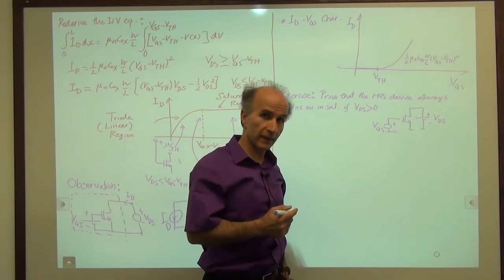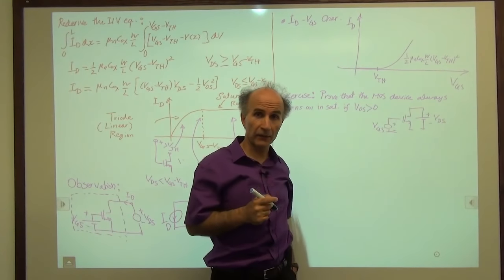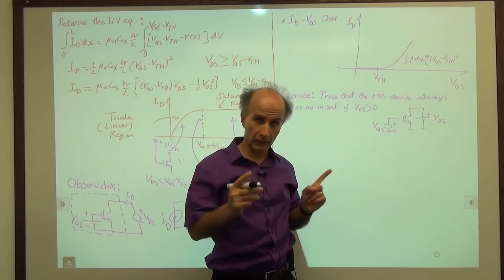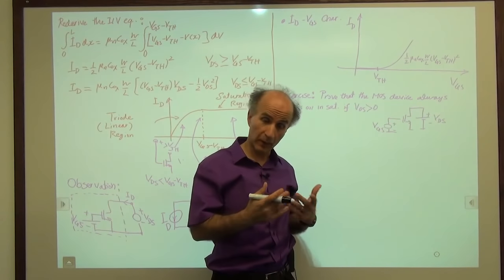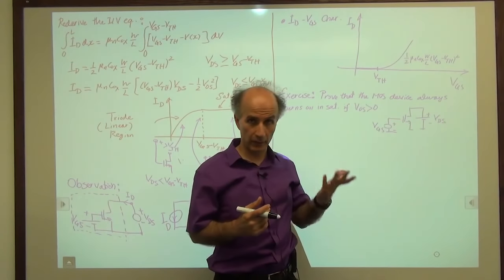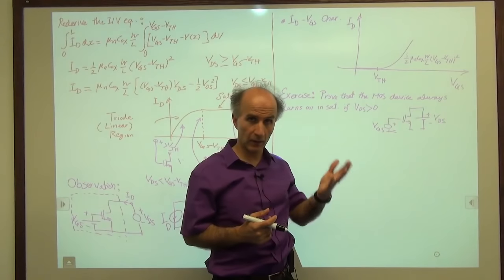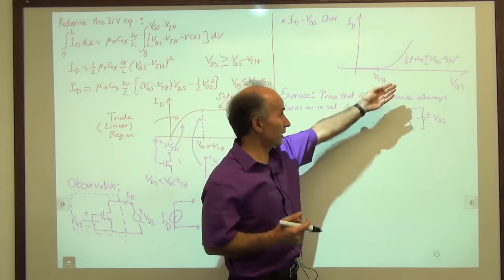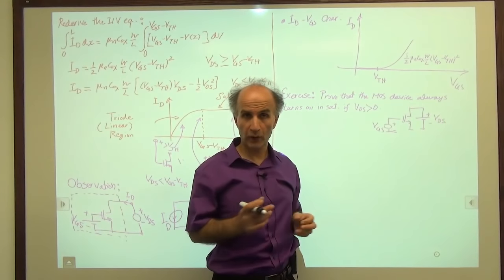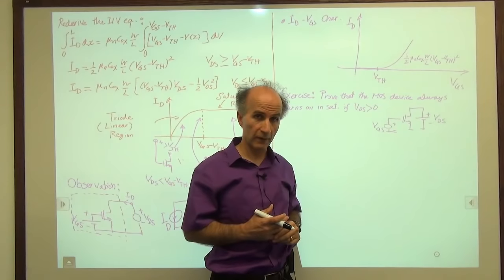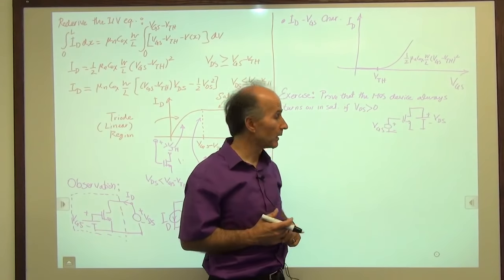This characteristic is distinctly different from that of a diode, for example, where the current through the diode and the voltage across the diode had an exponential relationship. If you're familiar with bipolar devices also, there we had an exponential characteristic between the collector current and the base-emitter voltage. Whereas here, we have a square law device or quadratic device. These are the terms that we use for these types of characteristics.